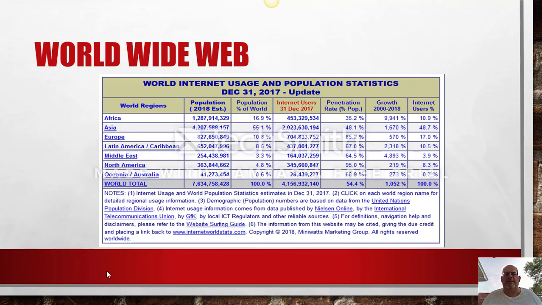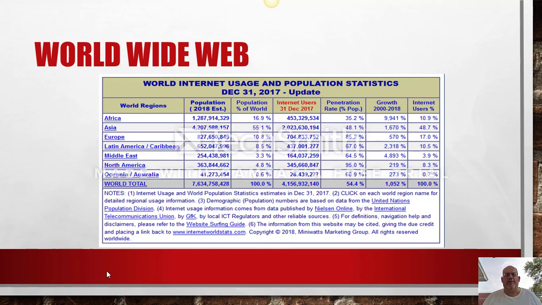The pie chart makes it seem like 8.3% of the world's internet usage in North America is a very small percentage, but when you look at the fact we're only 4.8% of the world population, not even 5%, the United States and Canada have nearly 364 million people living in them, and yet we have nearly 346 million of them connected to the internet. We now have a penetration rate of 95%.